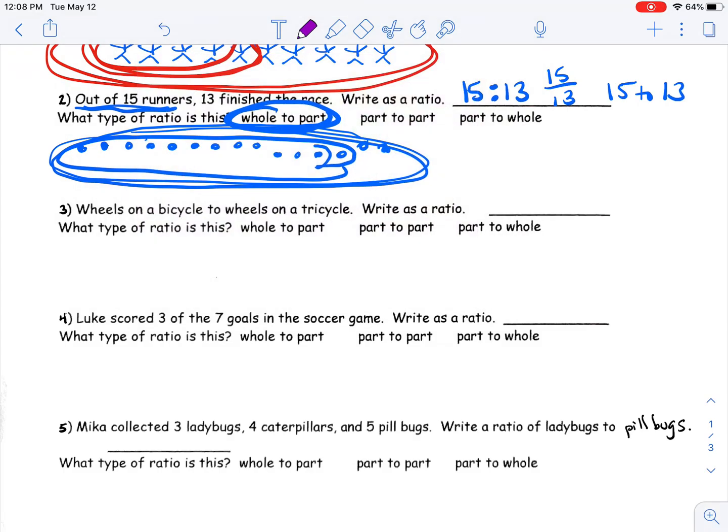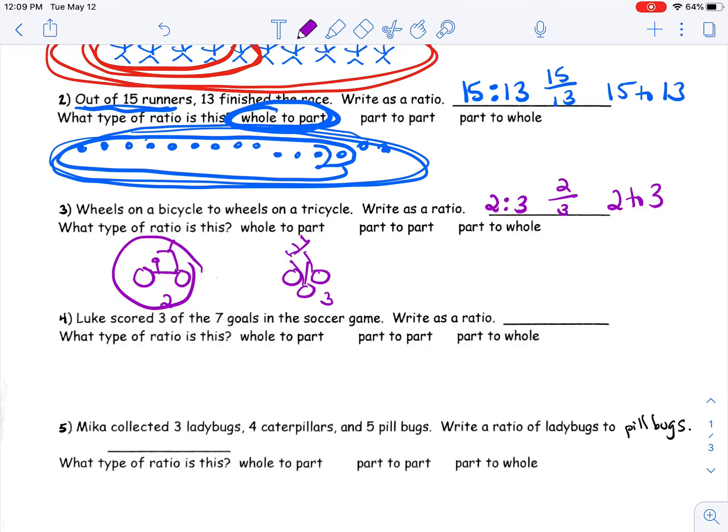The third example, wheels on a bike to wheels on a tricycle. And I'm not as good at drawing a tricycle here. Has 3 wheels. So 2 to 3, 2 over 3. In this case, 2 wheels on a bike is part of all the wheels, and 3 wheels on a tricycle are part of all the wheels. So this would be a part-to-part ratio.